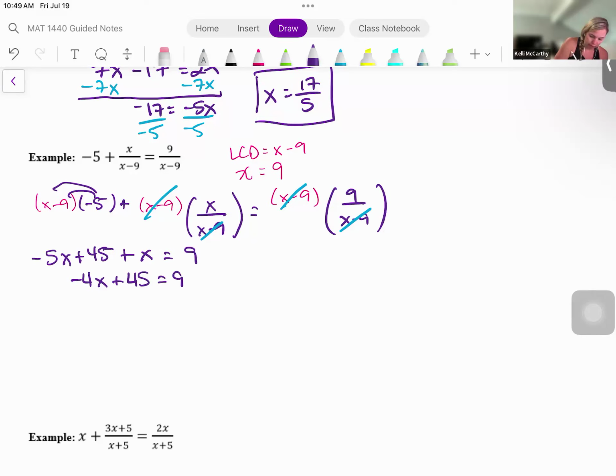We're going to subtract 45 from both sides. So negative 4x is equal to negative 36. Divide both sides by negative 4. x is equal to negative 36 divided by negative 4, which is positive 9. However, since our restriction was, oh, sorry, this should have been x cannot equal 9. That is not a solution. So this equation does not have a solution.